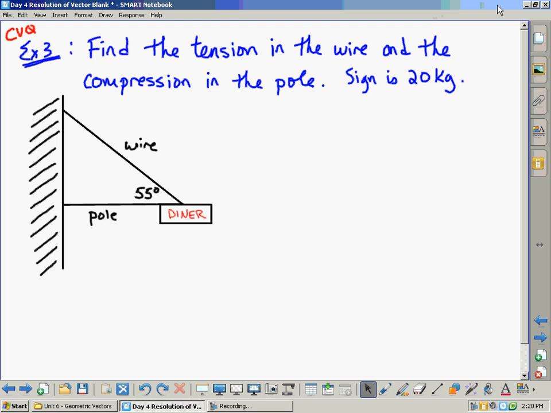Okay, our last example then is another classic vectors question. You'll see the picture here. Find the tension in the wire and the compression in the pole. The sign is 20 kilograms. So similar to the other sign question that we had, except instead of being suspended by two wires, we've got a wire and a pole.